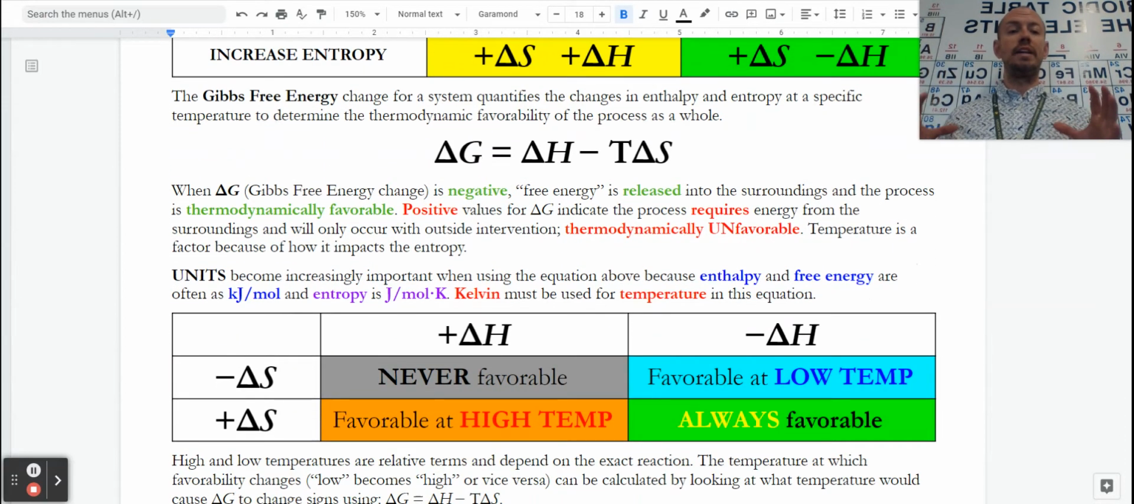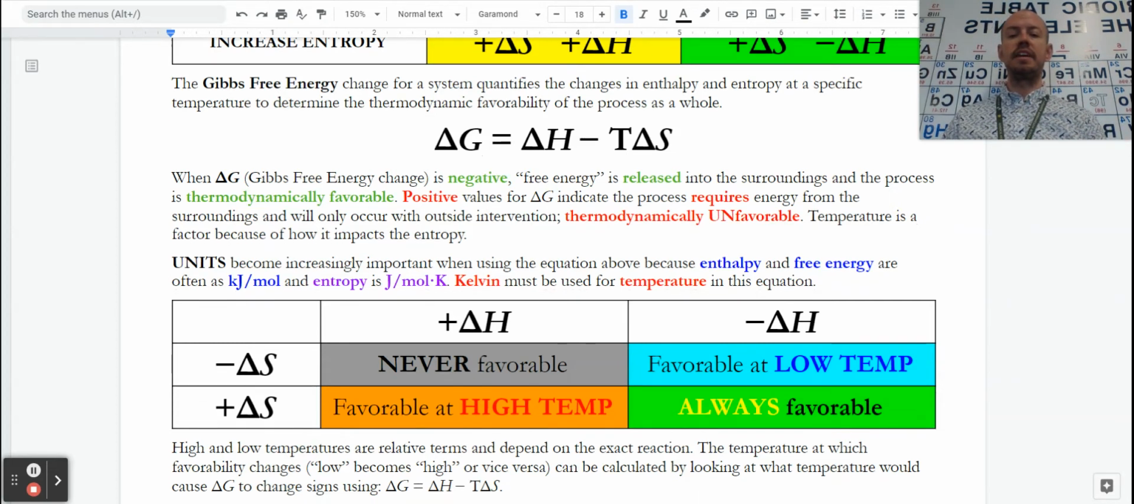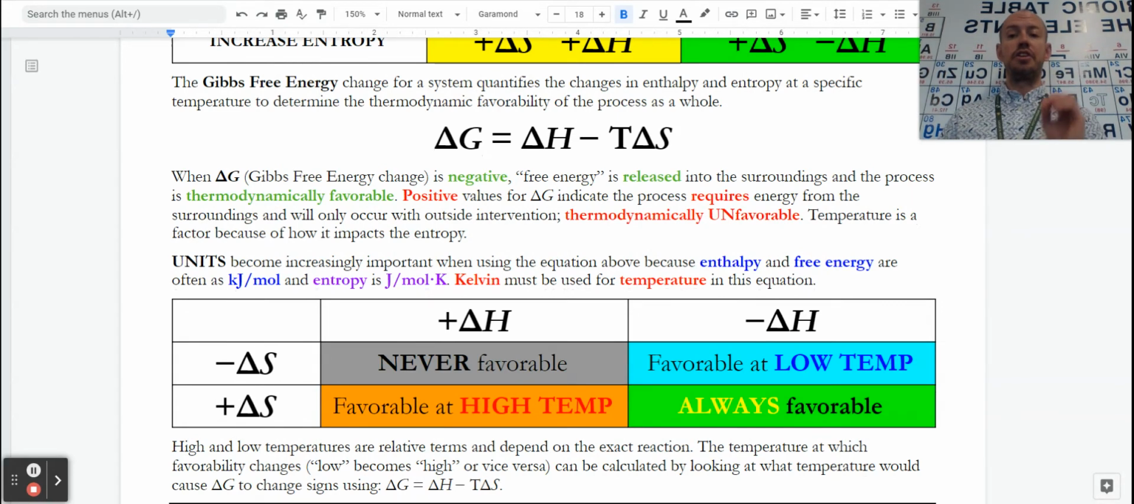Gibbs free energy is a way to quantify the relationship of enthalpy, heat, to the entropy, disorder, at a certain temperature. Free energy in this sense is not the same thing as enthalpy, and not the same thing as entropy. It's energy available to do work. So without knowing too many other details of the physics, we really just need to think of this as, is it thermodynamically, from a heat and entropy sense, favorable?